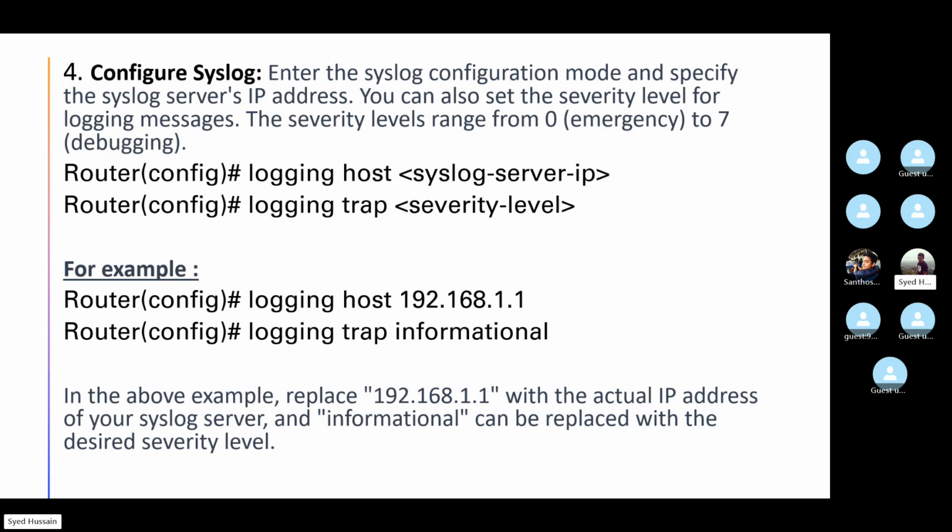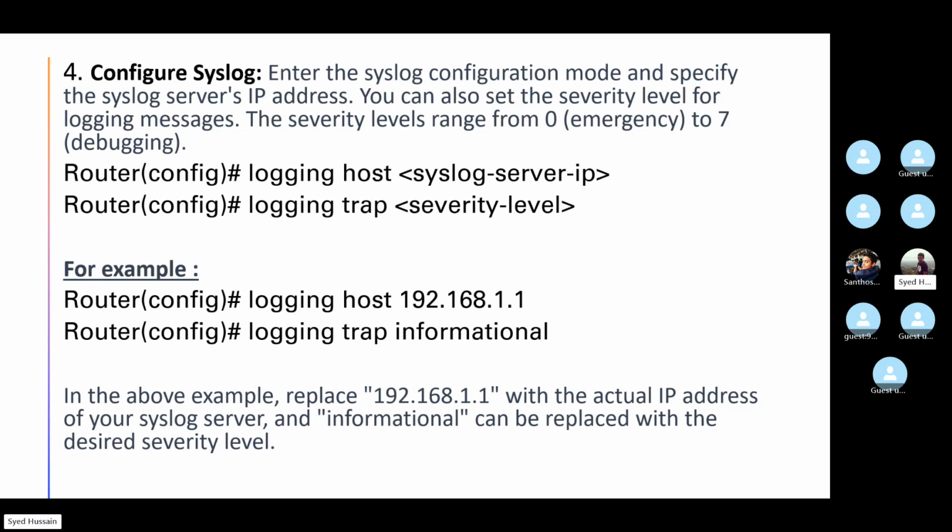Okay, this is the command logging host, where I want to store the logs. My 192.168.1.1 is my syslog server IP. So there it will be stored, and you can see logging trap informational. There are some severity levels we'll see in the next slides.